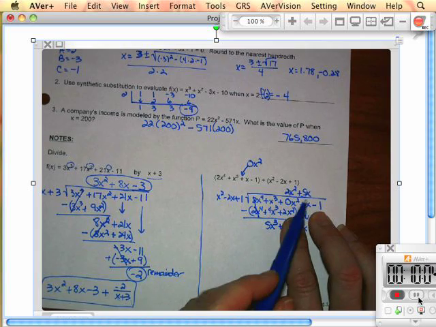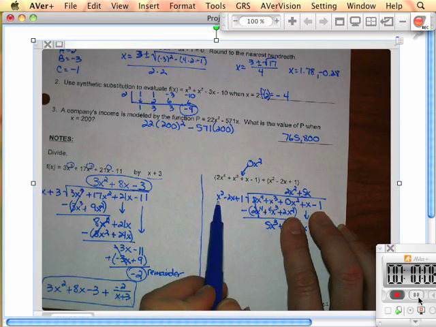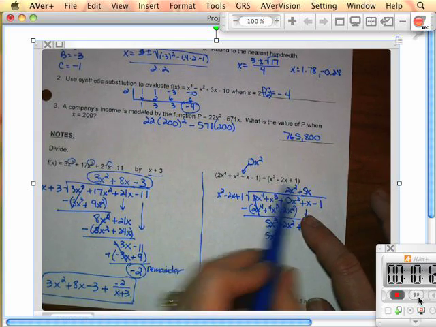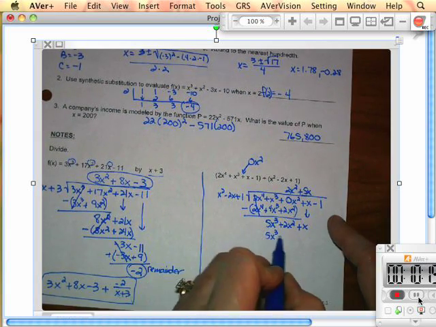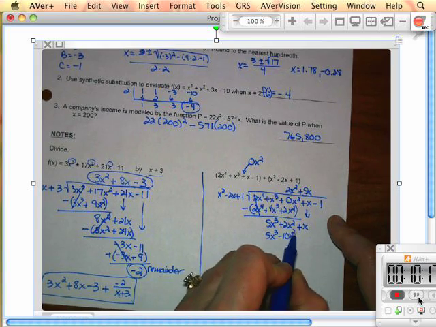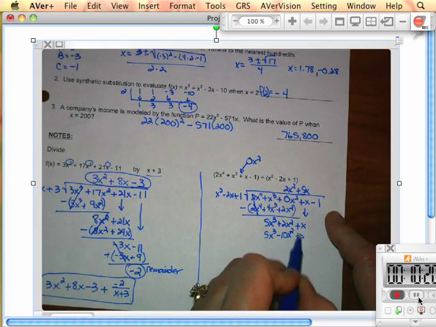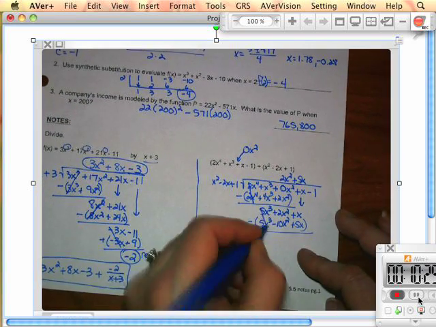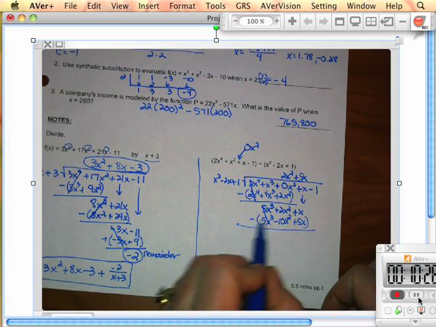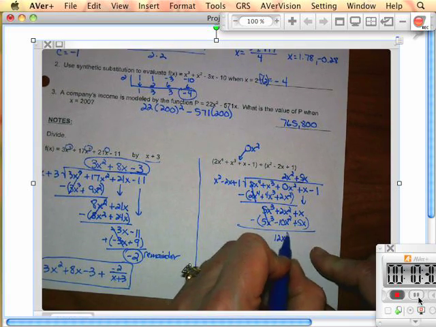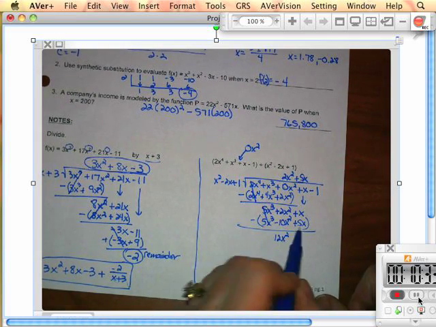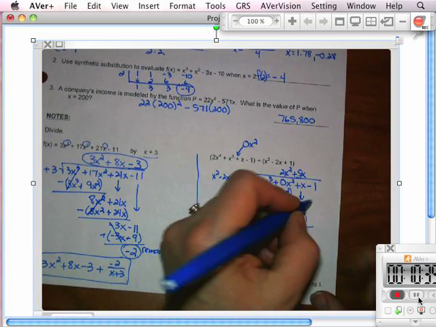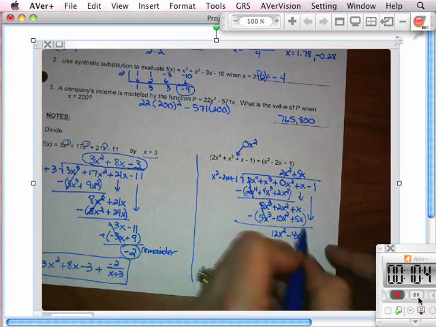So 5x times x squared gives me 5x cubed. 5x times a negative 2x gives me minus 10x squared. 5x times 1 gives me 5x. I'm going to subtract that whole thing from what's above it. These cancel out. 2x squared minus a negative 10x squared gives me positive 12x squared. x minus 5x gives me negative 4x. And I'm almost done. Bring down the negative 1. Minus 1.